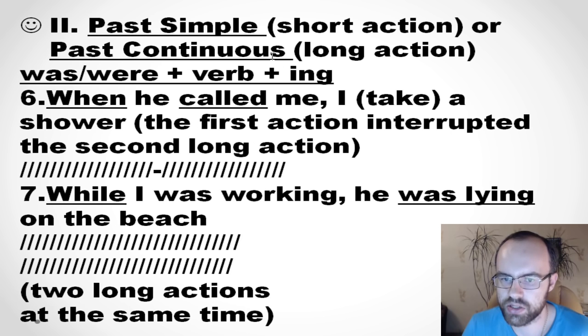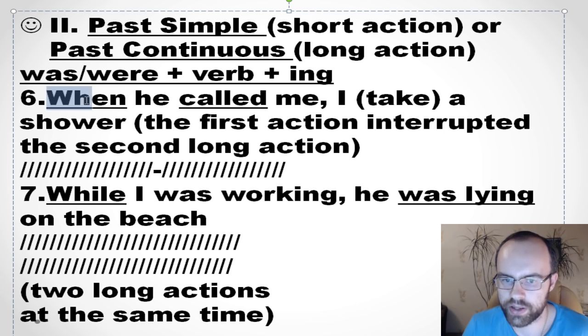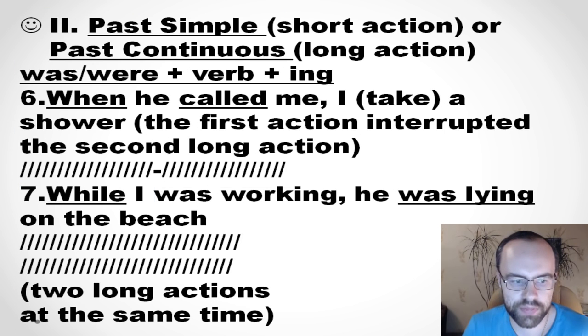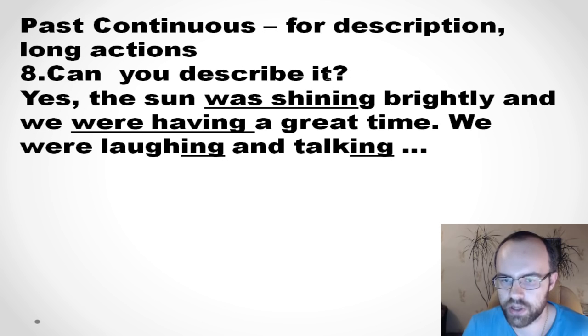We use past continuous for long actions and past simple for short actions. And typically there are two situations: with "when" we have one short action and one long action, and with "while" when there are two long actions. Okay, good. Or when we describe something and we use only past continuous, like when the sun was shining brightly, we were having a great time, and so on.